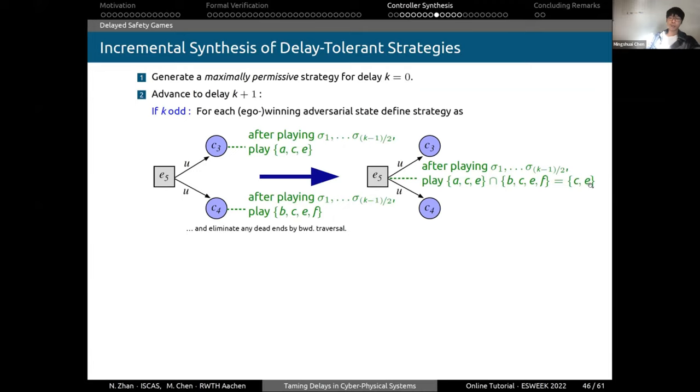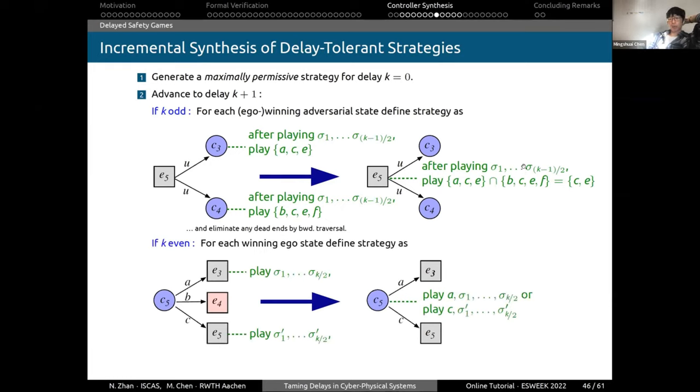And that means already at the state E5, after a sequence of transitions, it is safe for the controller to play either C or E, because no matter which transitions the environment took, we can always safely take either C or E. This is the intersection of the safe strategies under delay K.